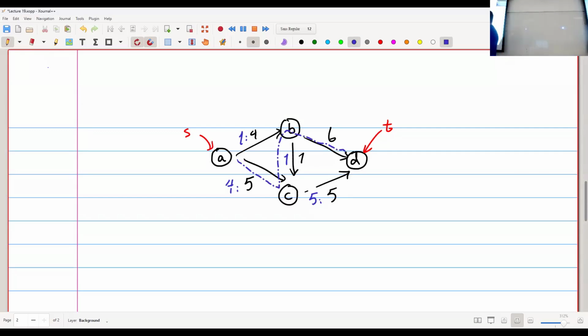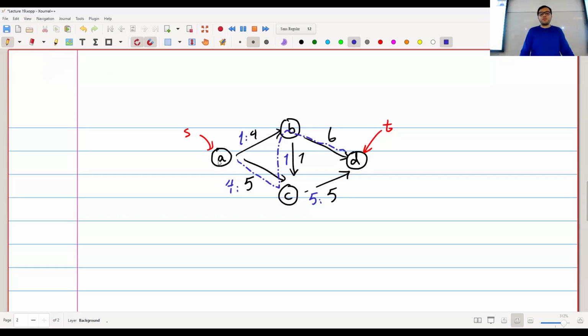Why can I do this? I claim that I can send 1 unit of flow along this path, even though it's not even really a path in this graph.